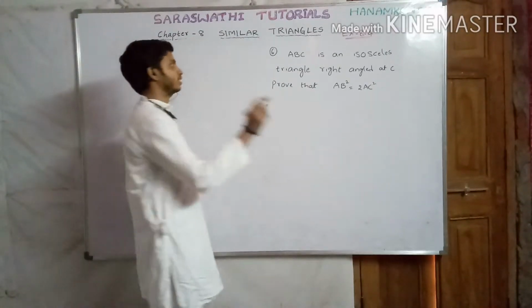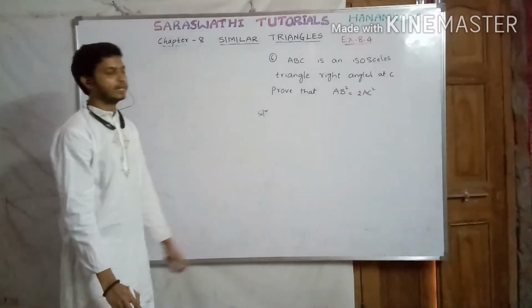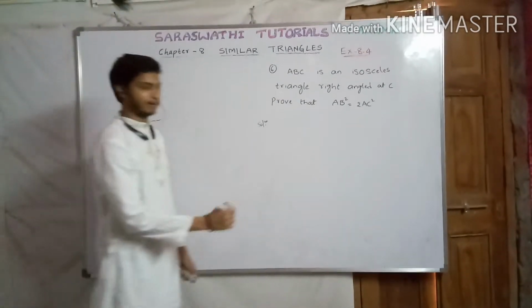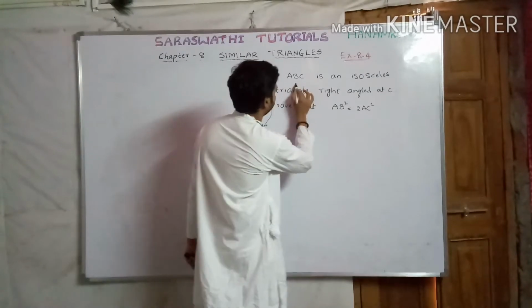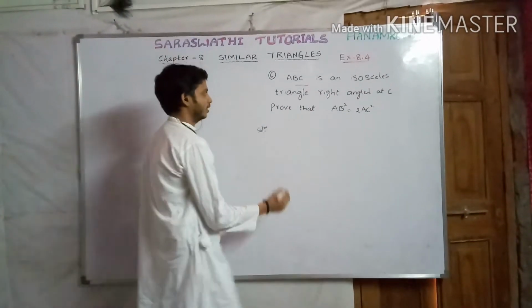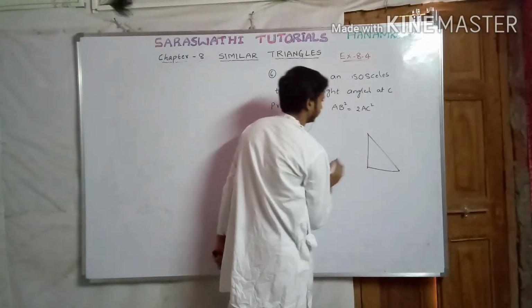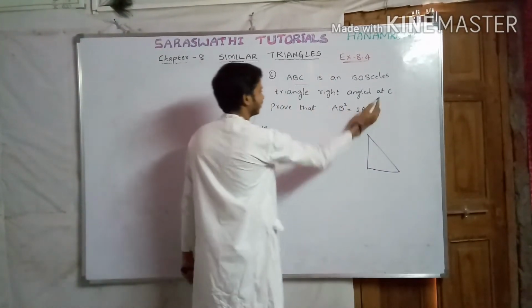So the next question is, ABC is an isosceles triangle, right angle at C. Then prove that AB square equal to 2AC square. Okay. So given that ABC is an isosceles triangle, right angle at C. That means triangle ABC is a right angled isosceles triangle. So first, draw a triangle ABC, right angle at C.